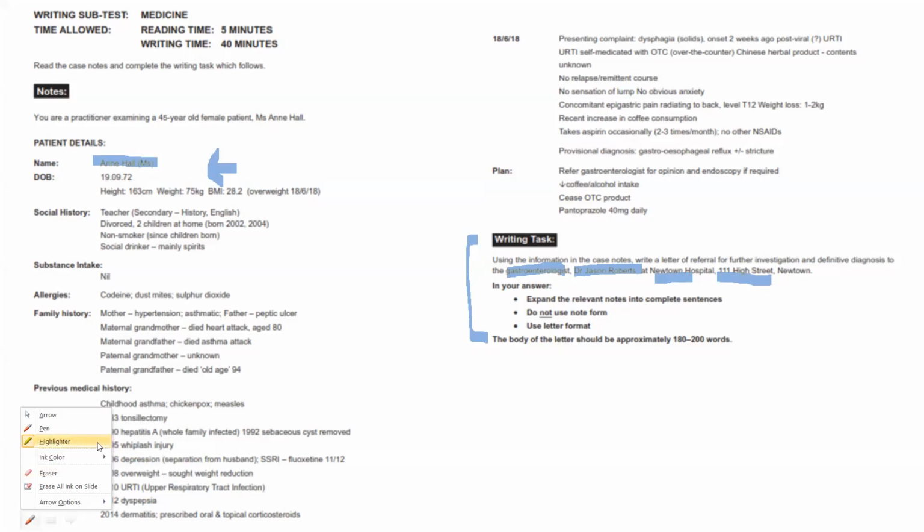After reading that writing task, what will you do? After that, we can go to the patient personal data or patient details, just to know the name of your patient and date of birth, and stop here. Why did you go to read the patient details?